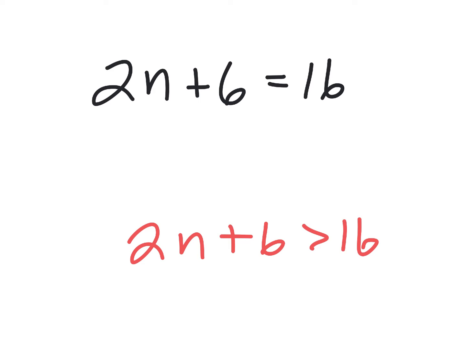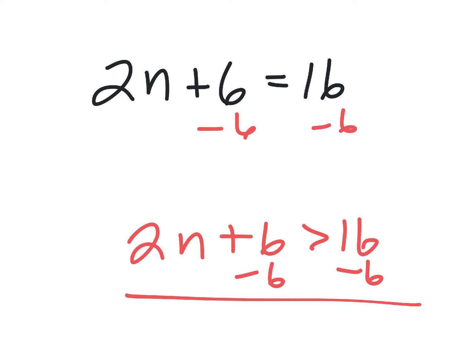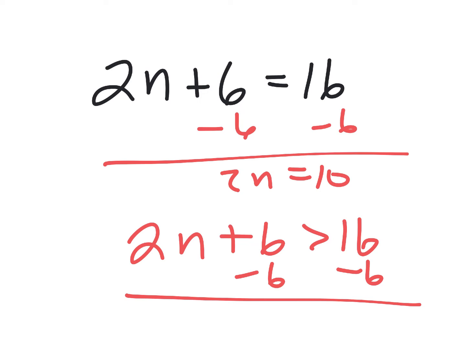On those two problems, would you do anything differently? No, you do them exactly the same way. You'd subtract 6 from both sides. And this would be 2n equals 10. Well, that's an easy one.